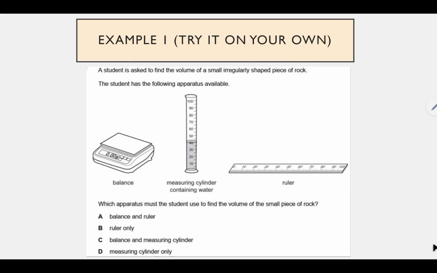Here's an example. A student is asked to find the volume of a small irregularly shaped piece of rock, and we have a balance, a measuring cylinder containing water, and a ruler. Remember, we're measuring the volume of a small irregularly shaped piece of rock. We said if it's an irregular shape, we do not need a ruler. We do not need a balance because we're not measuring the mass. So they're asking which apparatus must the student use to find the volume of the small piece of rock. We're just going to use a measuring cylinder.